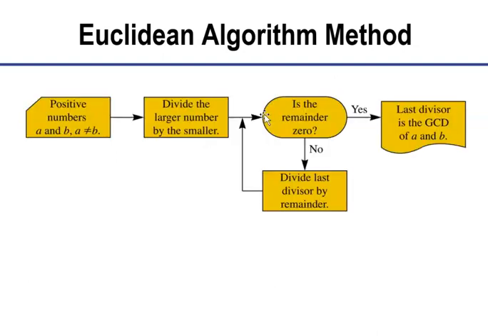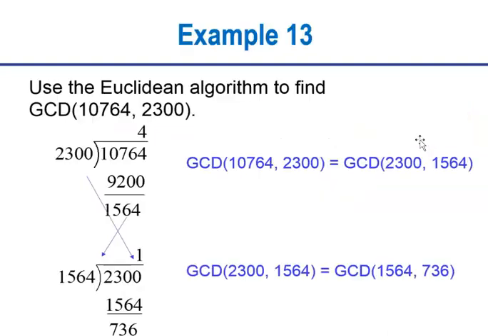Here we go. So if we have positive numbers A and B, and A is not equal to B, it says divide the larger number by the smaller number. Makes sense. Is the remainder 0? No? Then divide last divisor by the remainder. If the remainder is 0, then the last divisor is the greatest common divisor of A and B. So let's see this example in action.